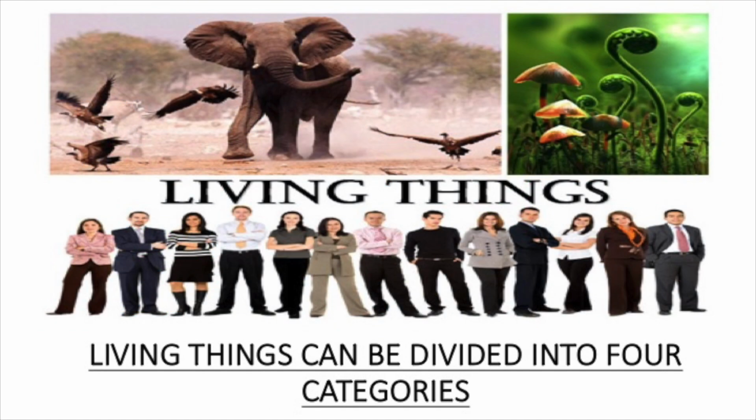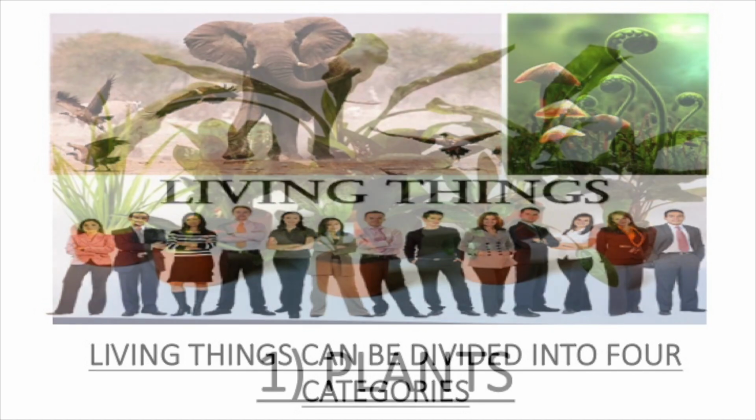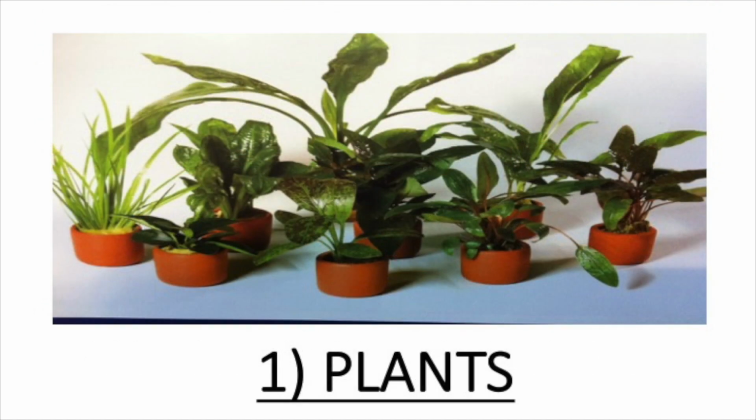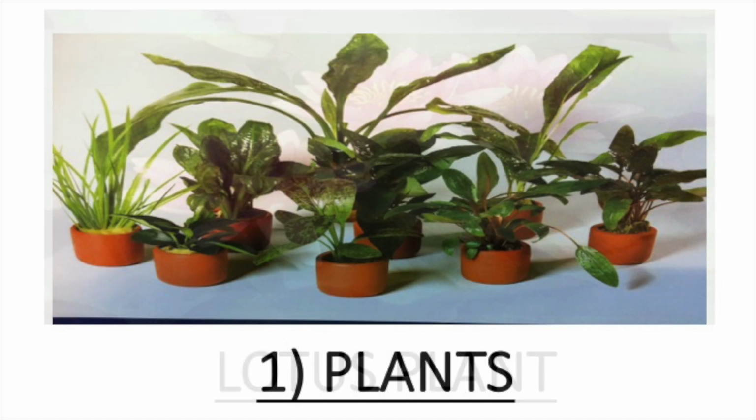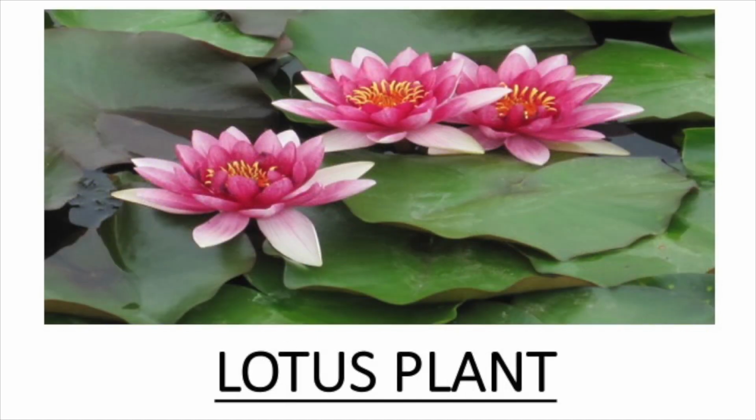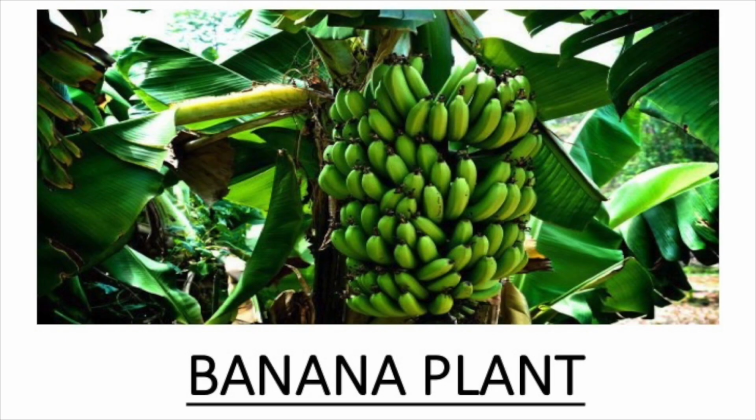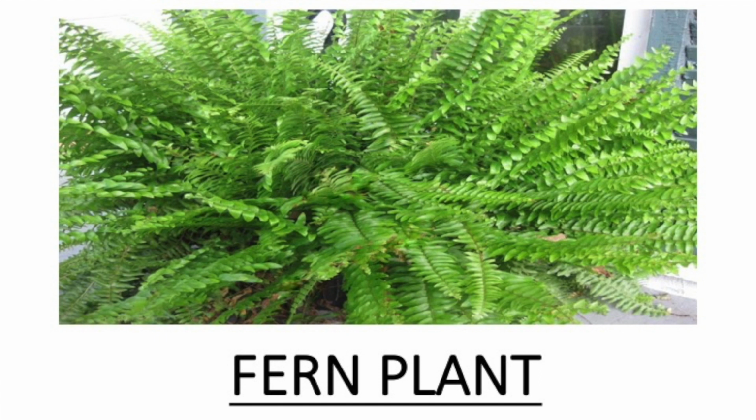Living things can be divided into four categories. Yes, the four that we've looked at earlier in our recap section. Number one, plants, such as lotus plant, banana plant, fern plant. Yes, these are all different types of plants that all share similar characteristics. That's why they can go into the same category.